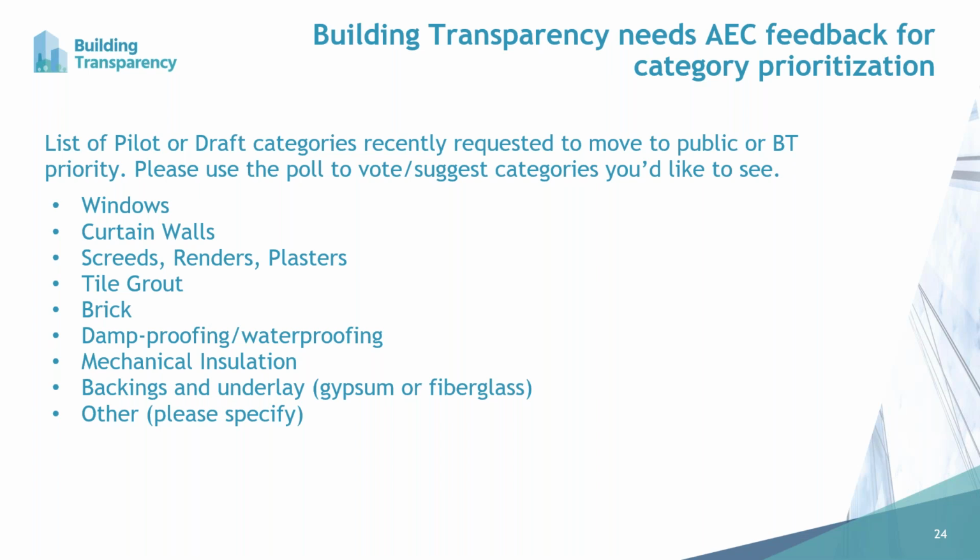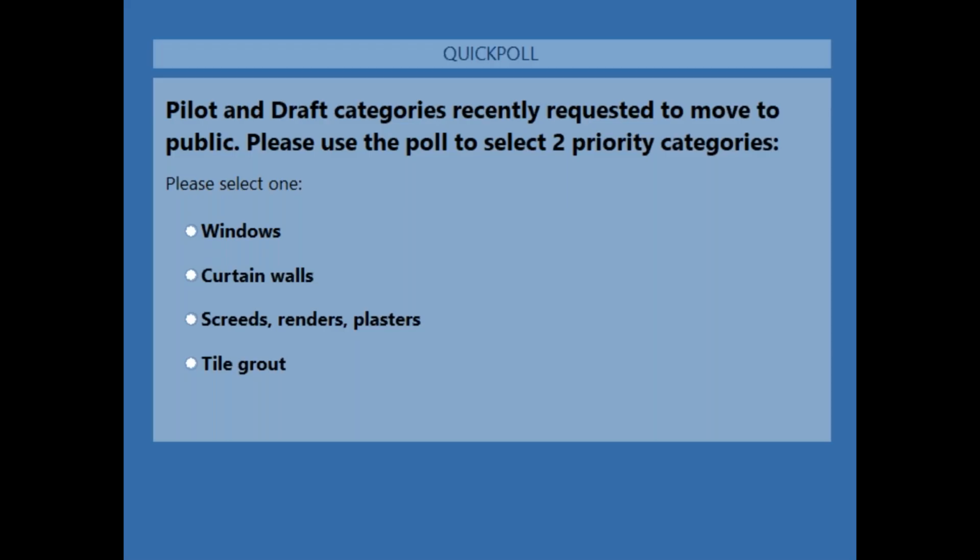So I'll let Amber share screen here really fast. I'm sharing. So we're going to do the poll in two parts. You'll see there's 4 on each poll, and just select 2, and this will help Building Transparency prioritize this next group of categories to work on.